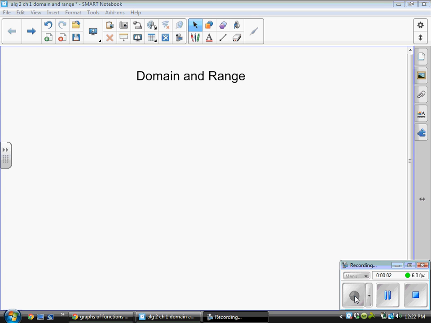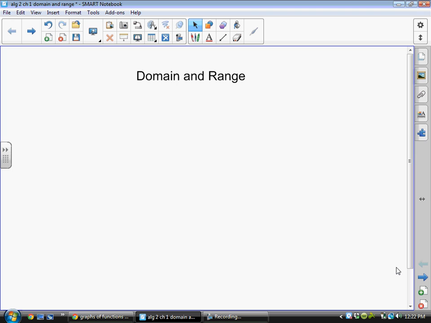Here's a video about domain and range and how we will have the notation be this year. So domain and range are just kind of describing a graph and describing how far left and right the graph goes and how far up and down the graph goes.